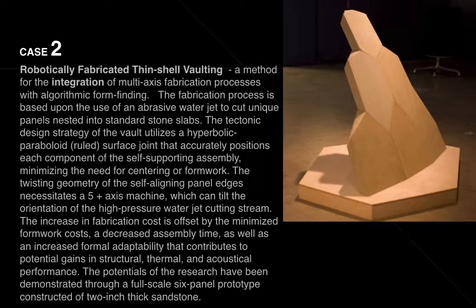The twisting geometry of the self-aligned panel is produced on a 5-axis robotic machine and industrial water jet cutting system. Increased fabrication cost, authors claim, is offset by minimizing formwork and decreasing assembly line, and the potential of the research have been demonstrated through full-scale prototype construction of 2-inch thick sandstone.